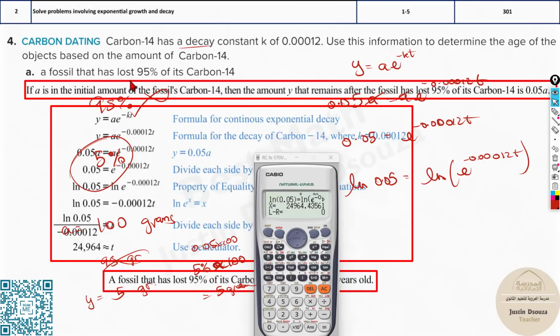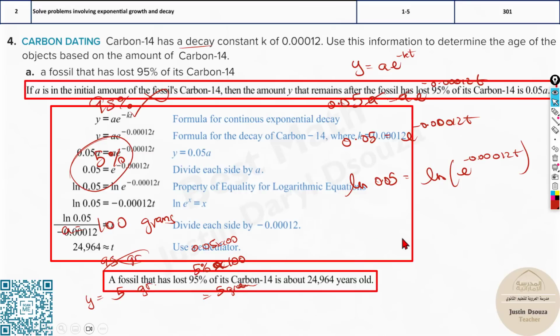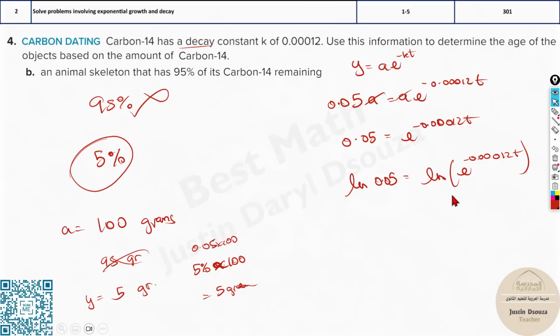So for 95% of the carbon to be gone, to be lost, it'll take 24,964 years. That's how we solve it. And there's a B part as well. The same question, but they're asking, an animal skeleton has 95%. See, this is has, it's not lost. This is a very important distinction. 95% is remaining.